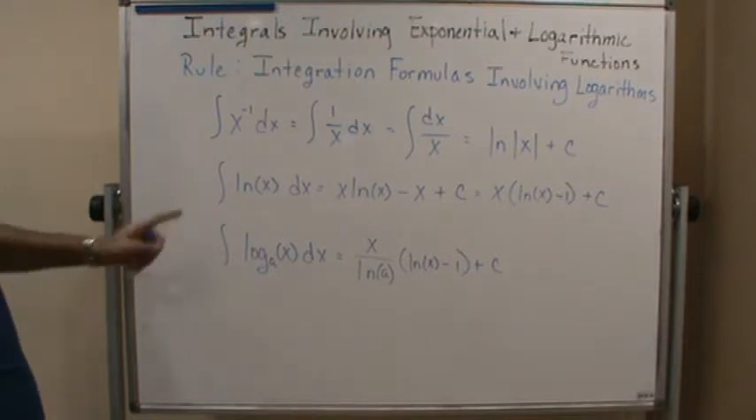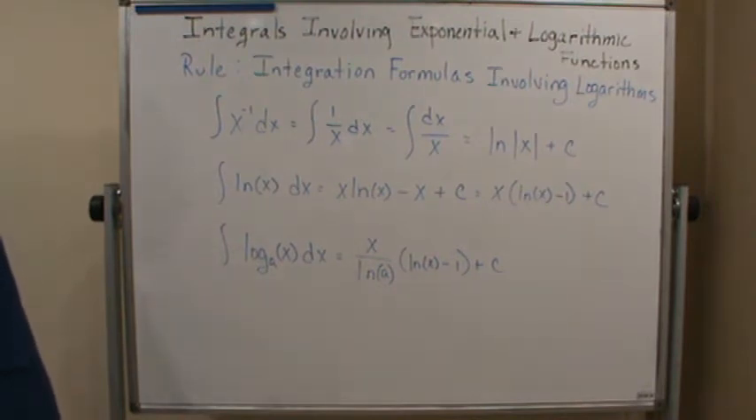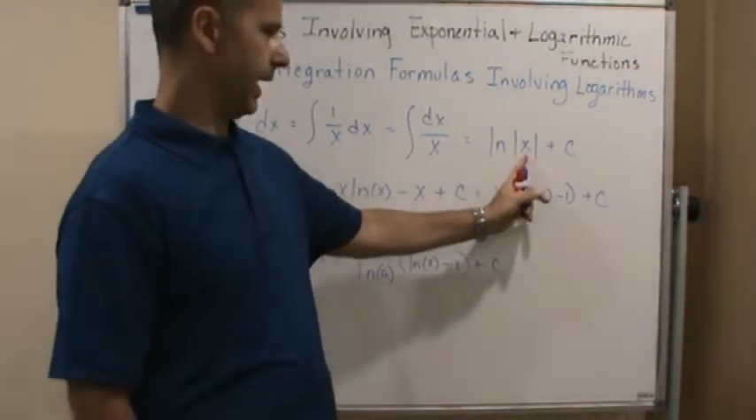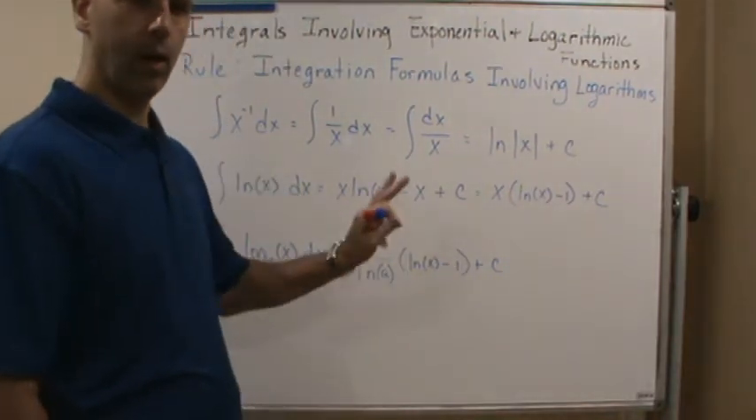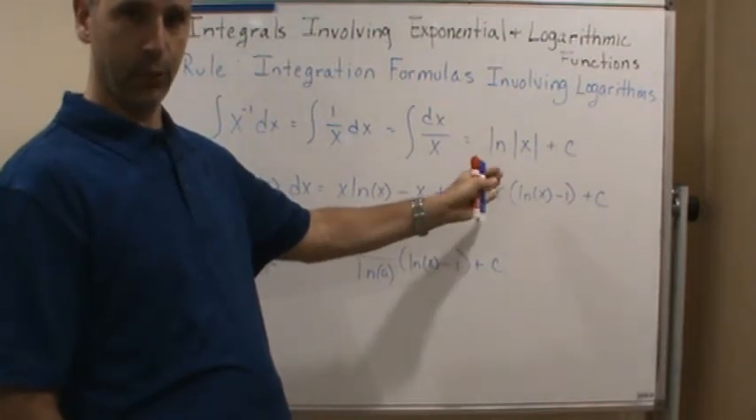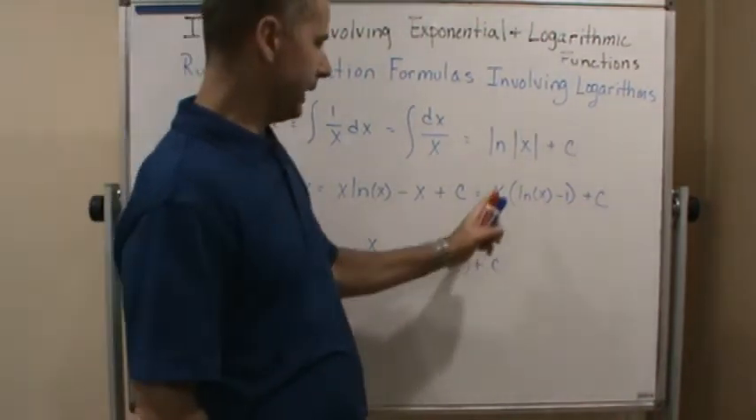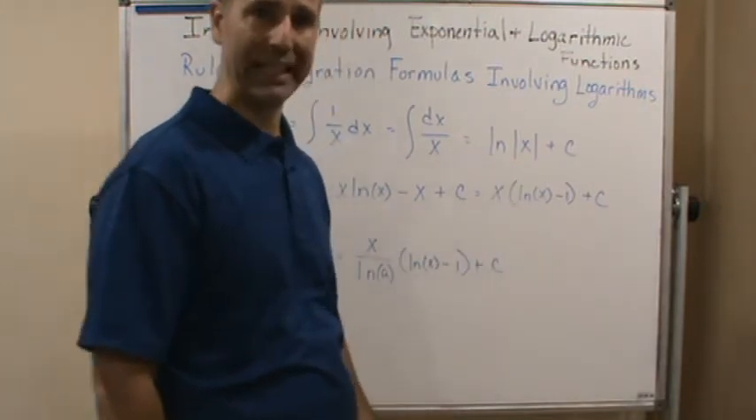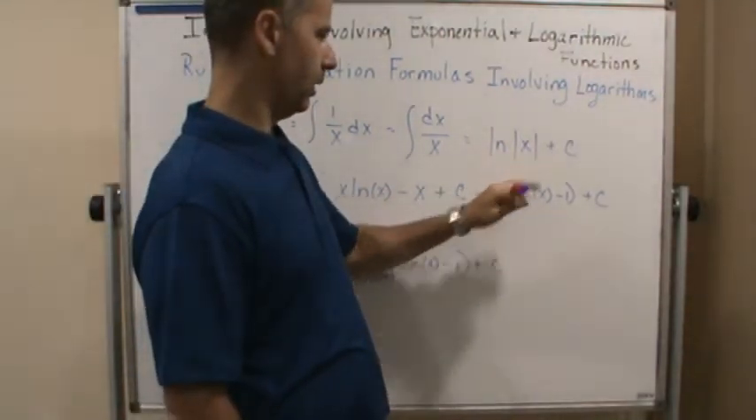The first one is, again, I wrote this in different ways because you'll see this in different forms, but they're all the same. So this integral is always equal to the natural log of the absolute value of x plus c, and we put the absolute value signs around x because we don't know what the values of x could be. If the values of x could be all real numbers, then we have to put the absolute value signs around them because natural logs cannot be negative.